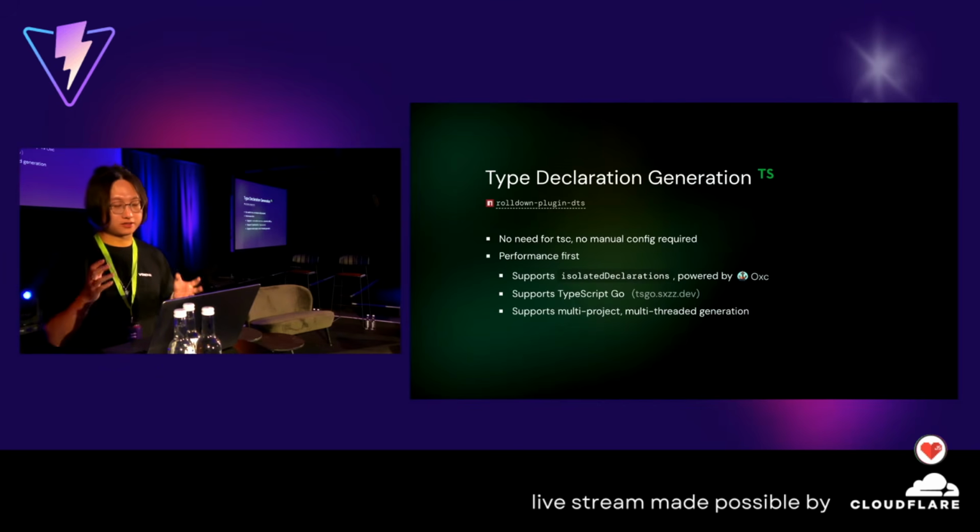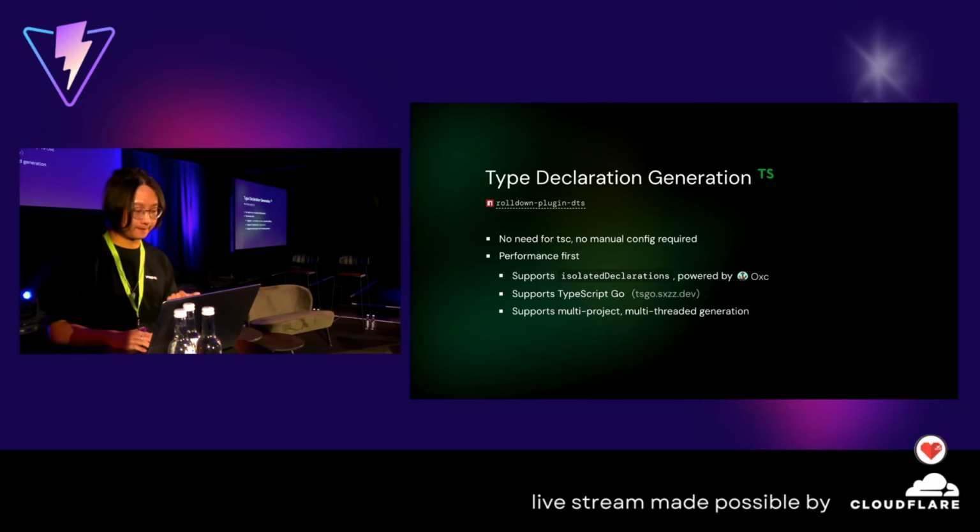It supports tsdown's isolated declarations mode powered by Oxc, and it also supports TypeScript Go. So you can still get great performance even without isolated declarations. Plus, it offers multi-project and multi-threaded generation, building multiple packages in parallel and taking advantage of all your CPU cores. And it also has built-in support for Vue SFC, right?